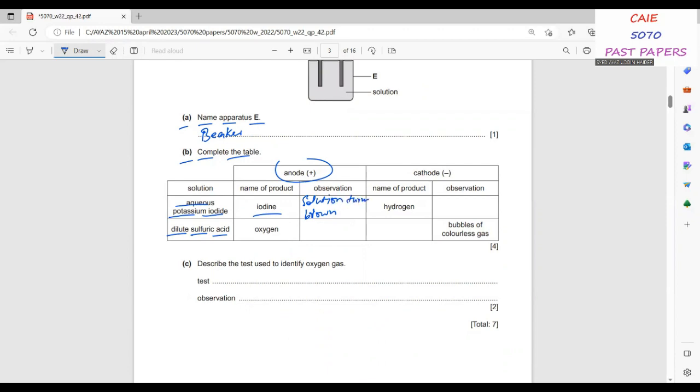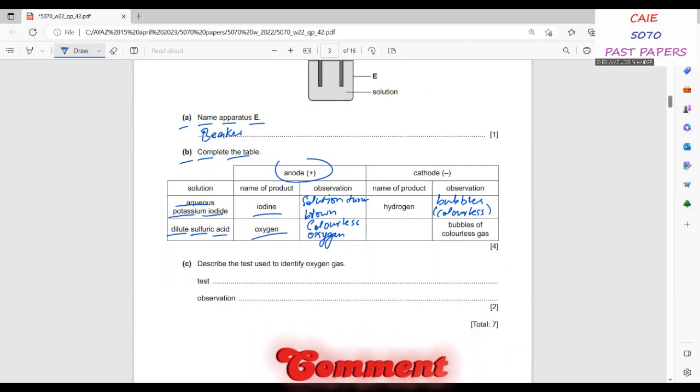At cathode, hydrogen gas is produced. So we'll see the bubbles of colorless gas. So you can even write bubbles colorless because the bubbles of hydrogen gas have no color. At anode for dilute sulfuric acid, oxygen is produced. So you write again colorless bubbles because oxygen also does not have any color in water. At cathode, hydrogen gas is produced, so you'll write hydrogen.